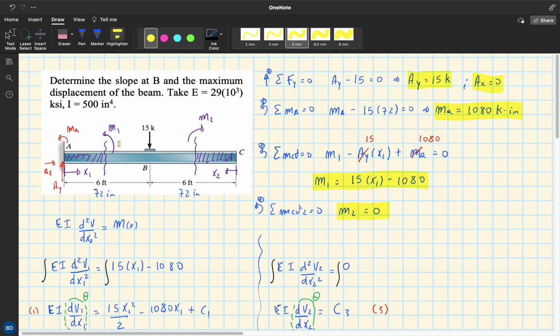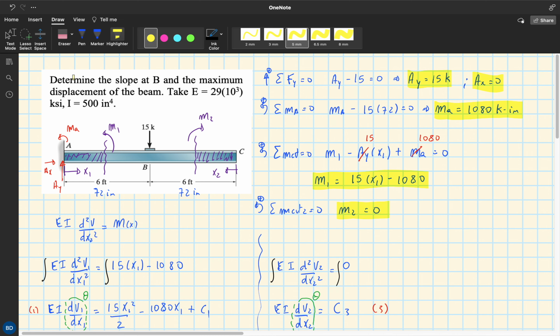So if you look at here now, the problem says determine the slope at B and the maximum displacement of the beam. All right, like I said, the maximum displacement, if you look at the drawing, if you have a fixed point right here, the beam is going to deflect somewhere like this, where the maximum displacement is going to happen here. This is the maximum displacement. Okay, so the maximum is going to happen at point C, and for point C I have to use the x2 equations, because I'm using from this side.